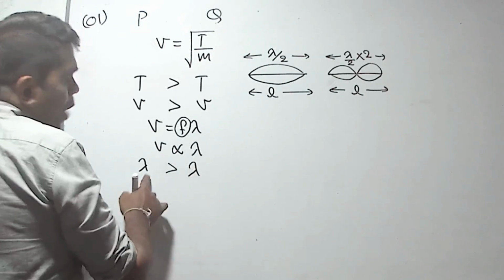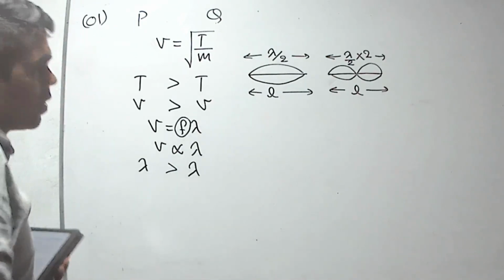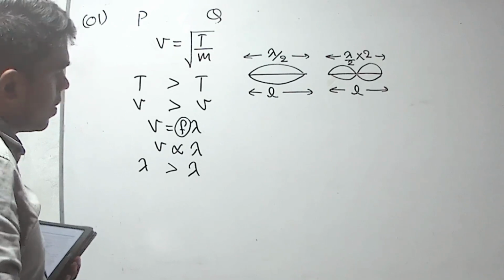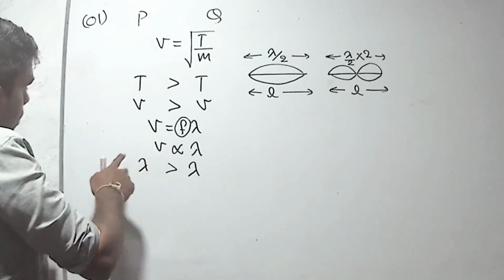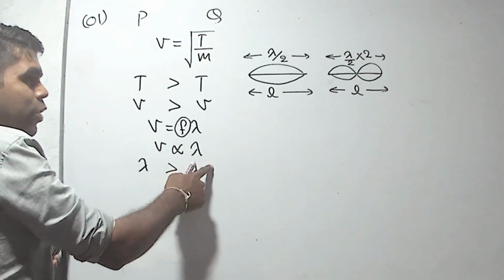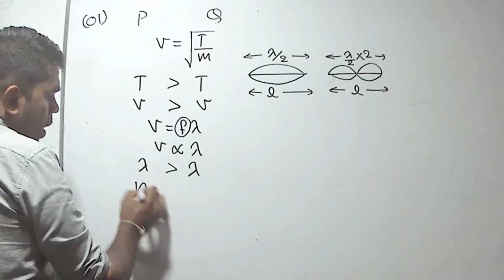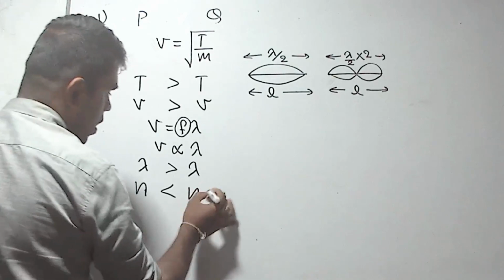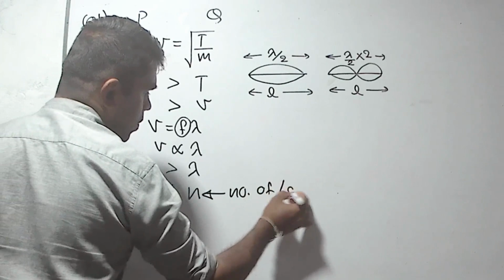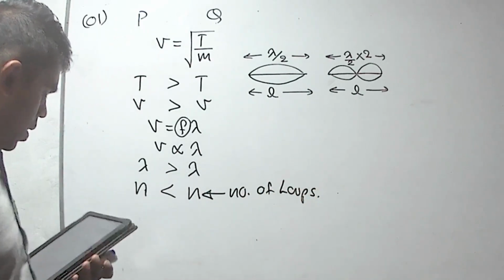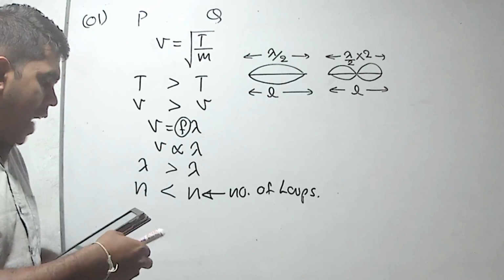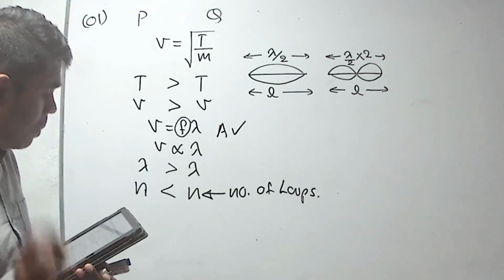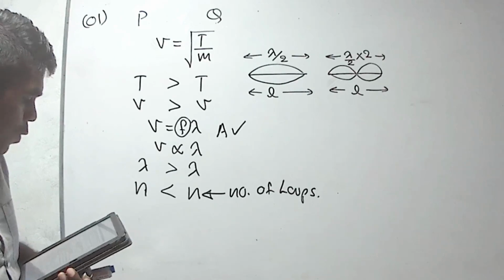When increasing wavelength, the number of loops decreases. Therefore, the wavelength of P is greater than the wavelength of Q, so the number of loops in P should be less than the number of loops in Q. Then we can get A as the correct answer. The number of loops in P is less than the number of loops in Q.